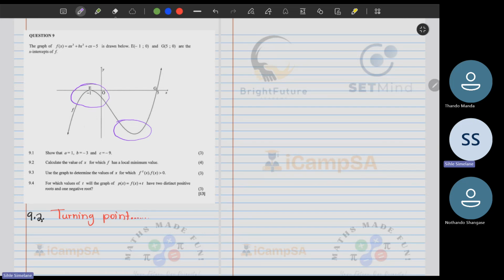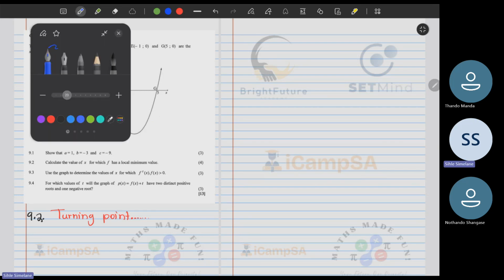Okay, so think about local as if you are zooming in, where we are saying, okay, let's look here. What becomes our local minimum? Well, it's going to be here. Okay, so let's go ahead then and find our turning points.